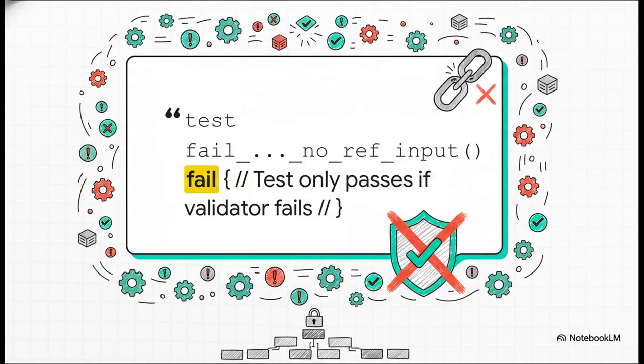And the magic word here is fail. This test is supposed to fail. We're intentionally building a broken transaction, and the test only passes if our validator does its job and rejects it. This is how you build bulletproof confidence that your code is actually secure.